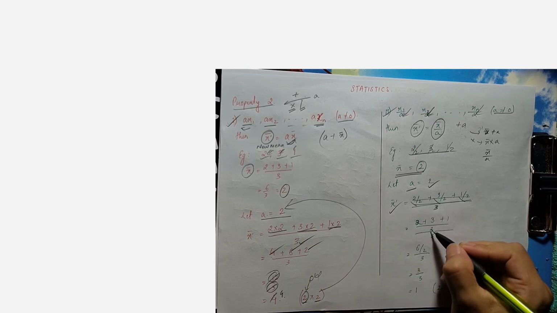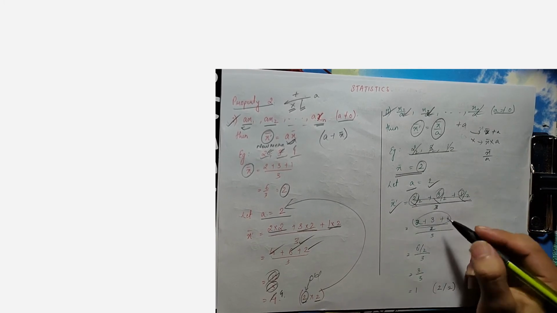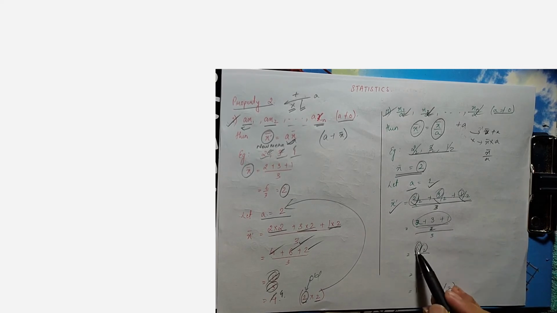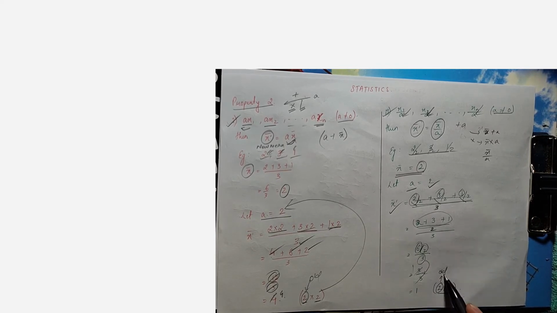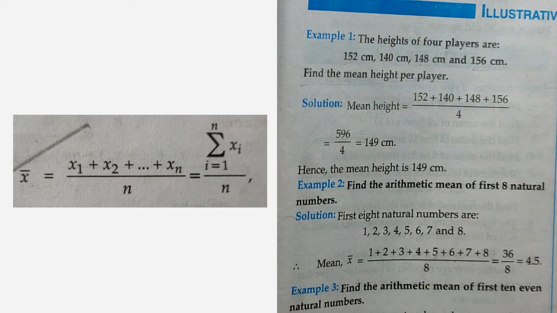So here you can take LCM. LCM will be 2. So you get 2 plus 3 plus 1 in the numerator. 2 plus 3 plus 1 is 6. 6 divided by 2 is 3. 3 divided by 3 is 1. So we got 1. Now this 1 is nothing but 2 divided by 2. So we can say old mean divided by our A is actually our new mean.